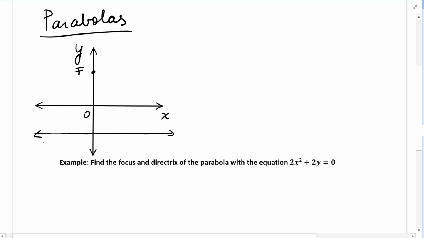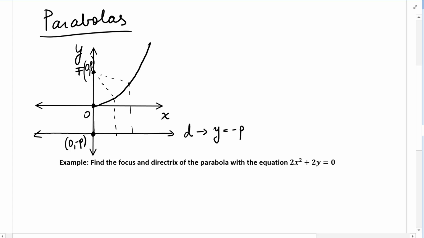The distance from the origin to F is equal to the distance to this point. So if we say F is the coordinate (0, p), this point here is going to be (0, -p). So this directrix is the line y equals negative p. Now another point, let's say this point, this distance has to be equal to this distance. Another point would be this distance equal to this distance.